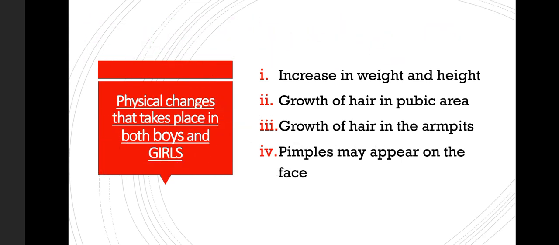The third category of changes I want us now to look at is the changes that normally occur in both boys and girls during puberty or the adolescent stage. And these ones normally include, number 1, increase in weight and height. Number 2, growth of hair in pubic area. Number 3, growth of hair in the armpits. And finally, number 4, pimples may appear on the face.